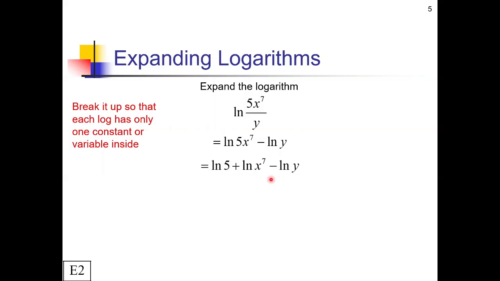The last thing that we have to be mindful of is that we're only supposed to have one constant or variable inside. We're not supposed to have this exponent inside. So we're going to have to pop that 7 out in front of that ln of x. And that completes what we're trying to do with this expansion.